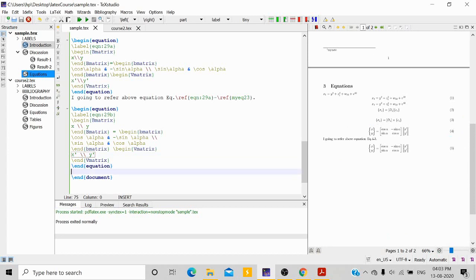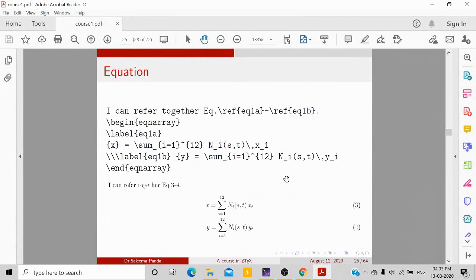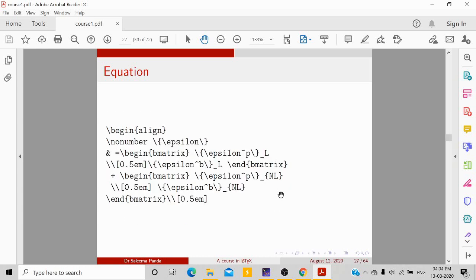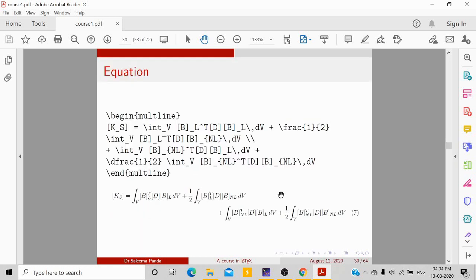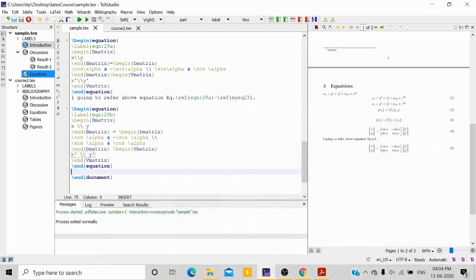Okay. Then another type of equations. We have done this now, equation. Okay. Now if you want to write multiple equations, you have to use equation array. When you want multiple equations, you can also use split, we'll go through this, or another is align. Fine. These are the next equations. Or multiline also we can use. Okay. Then we'll go to table.